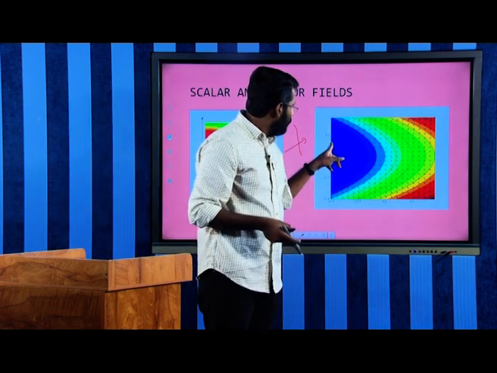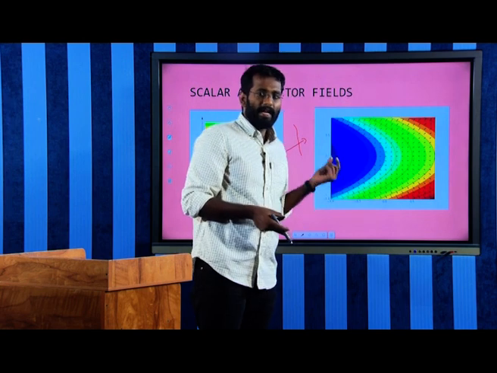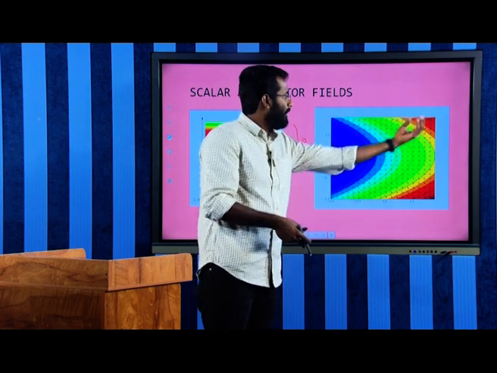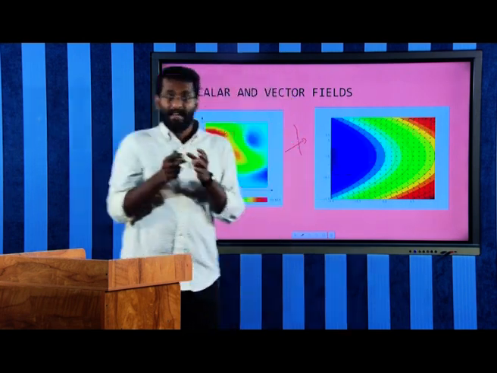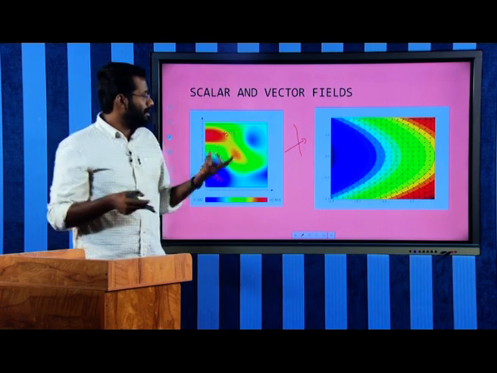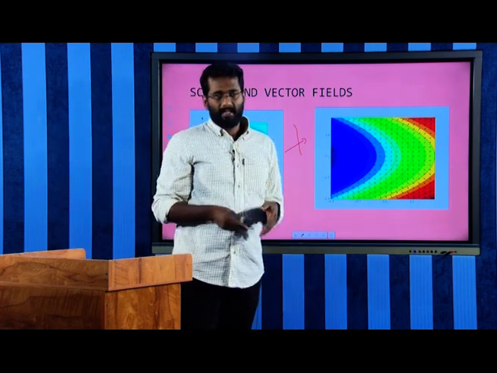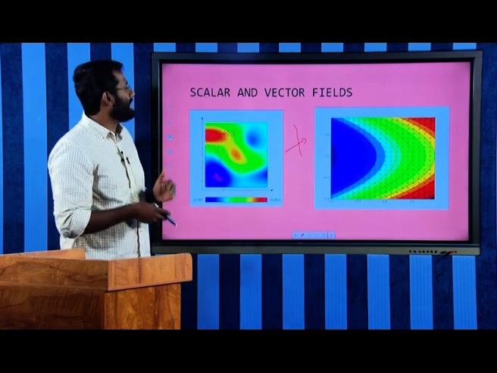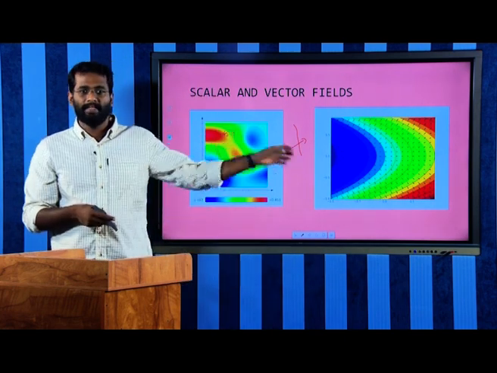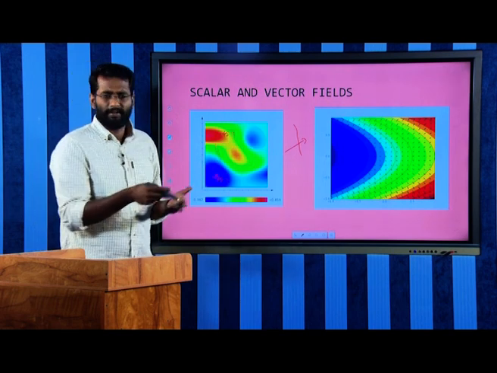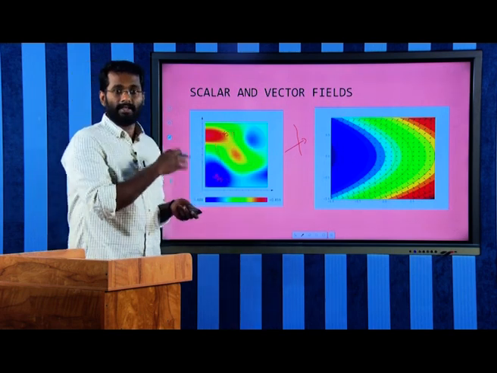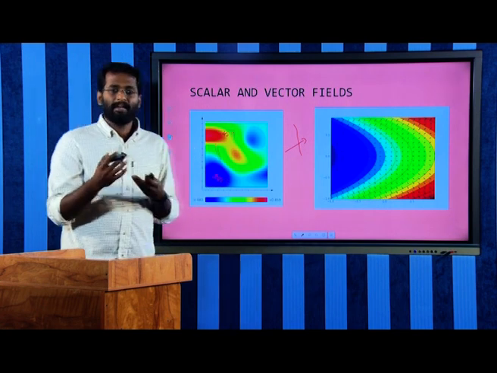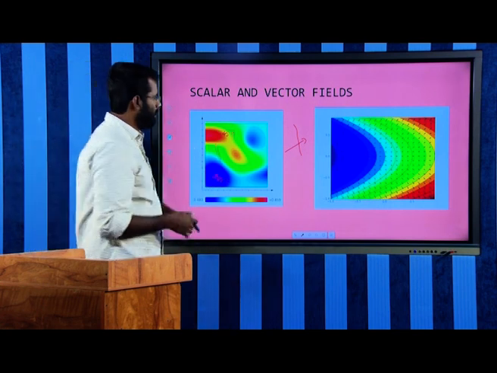So in the blue region the vectors are very short, that means the magnitude is smaller, and when you go to the red region its length is increasing or the color is changing to red, that means the intensity or the magnitude of the vector is increasing. So this is the way we can represent a scalar field and a vector field in mathematics or in a graphical way. This is the actual representation that we see in many scientific papers.